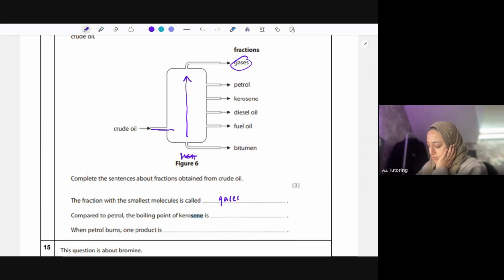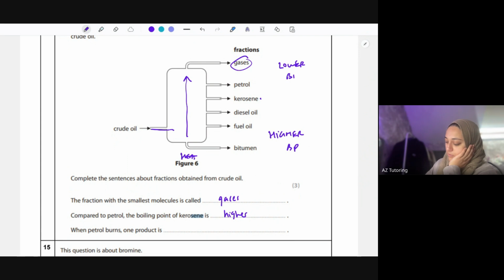Compared to petrol, the boiling point of kerosene, which is below, is higher. So the ones towards the bottom, these are the higher boiling points, and these are the lower boiling points. So that's how the spectrum works across the fractional distillation one.